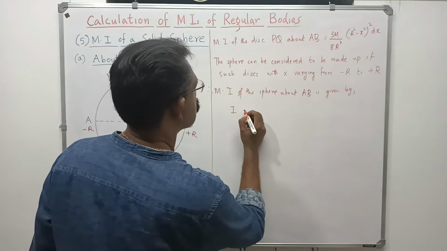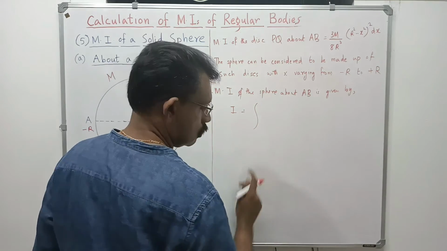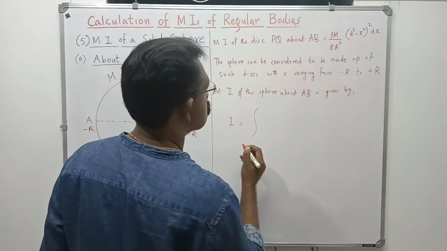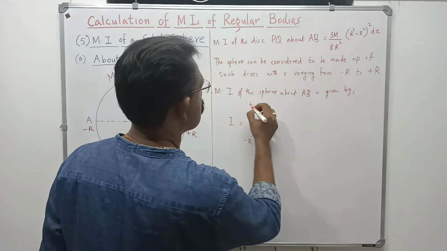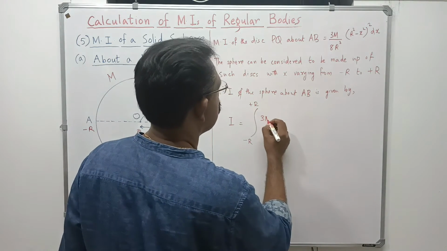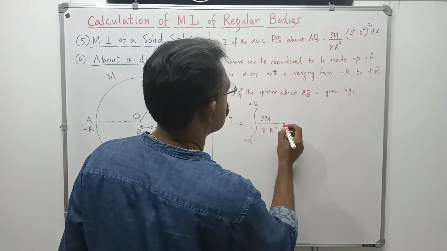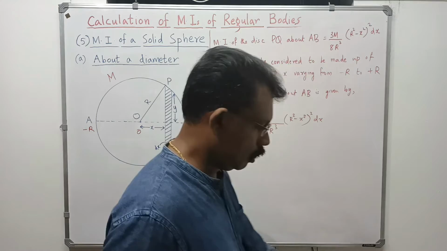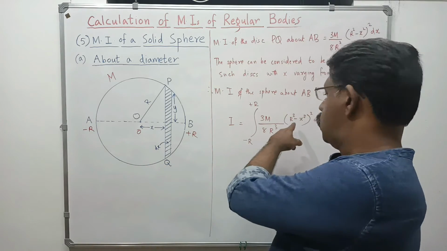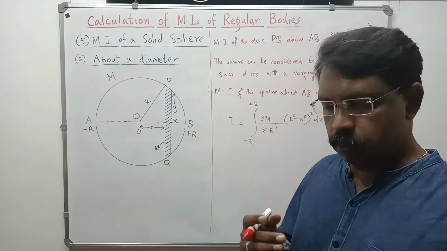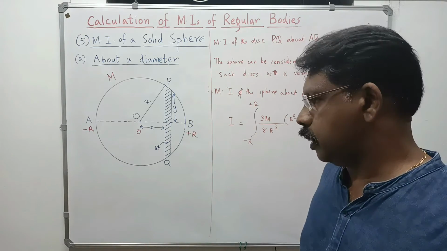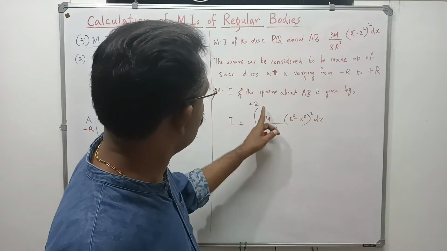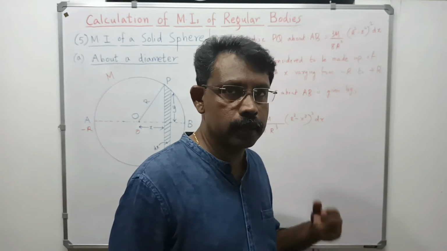I is equal to the integral from minus r to plus r of this one, that is 3m by 8r cube, r squared minus x squared the whole squared dx. Now we will expand this one, r squared minus x squared the whole squared dx, and then all that. You take the constant outside the integral. So how will you do that? 3m by 8r cube. So here I have minus r to plus r. So we have the limit from minus r to plus r.